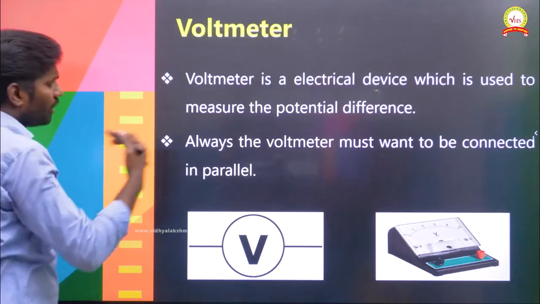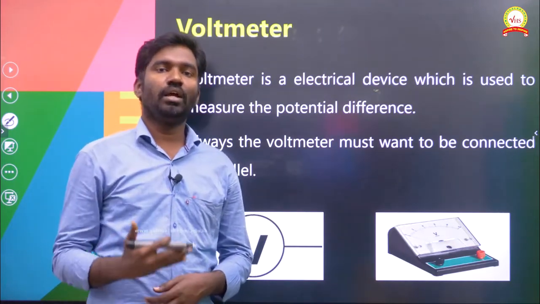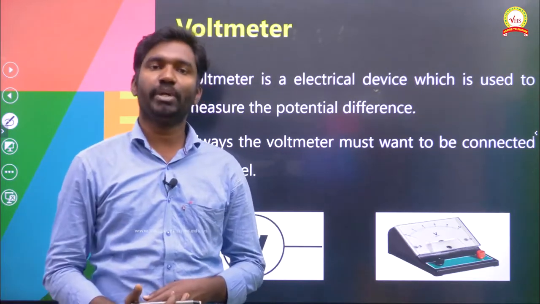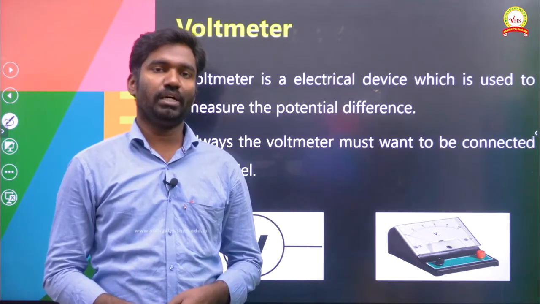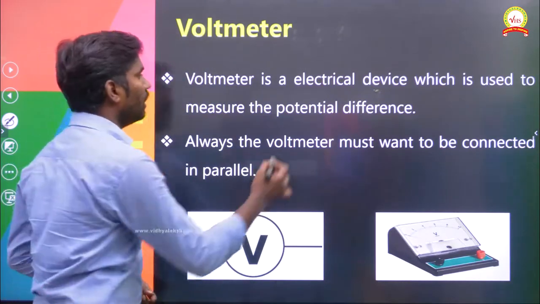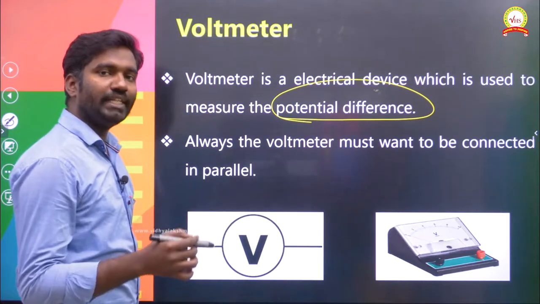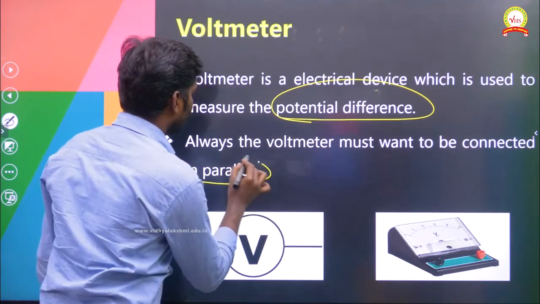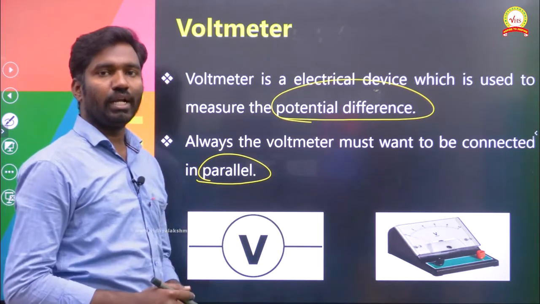And the next component, the voltmeter. Already we said the ammeter is used to measure the current flowing through the conductor. Next, you need to measure how much potential difference has been created over there. How can I measure that? By using a device called a voltmeter. So the voltmeter is a device which is used to measure the potential difference. So where must the voltmeter be connected? The voltmeter must only be connected in parallel in a circuit.